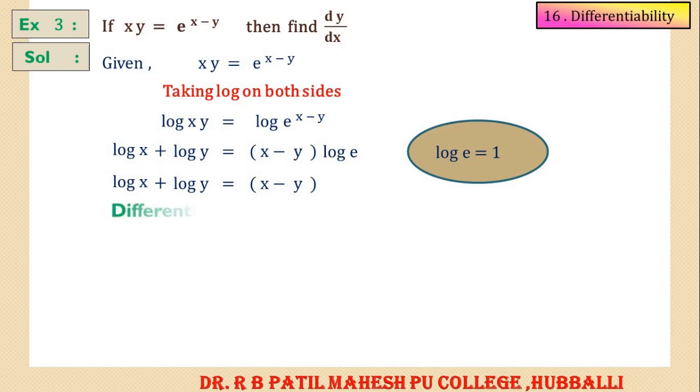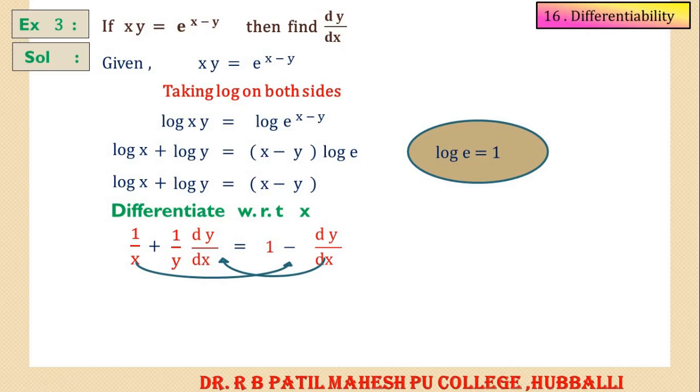Now I differentiate this equation. Log x derivative is 1 by x plus log y is 1 by y dy by dx. x derivative is 1 minus y derivative is dy by dx. So here also we have two terms in dy by dx. So transfer to the left side, and non dy by dx terms to the right side. So you will get 1 by y dy by dx plus dy by dx is equal to 1 minus 1 by x.